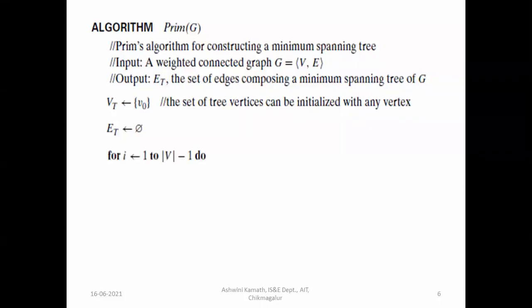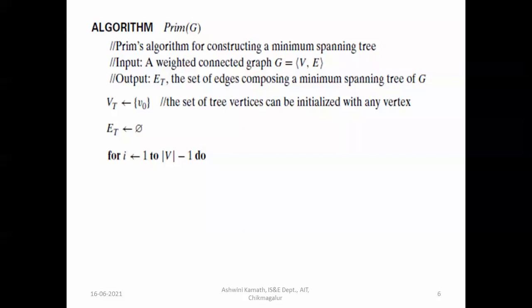Then for I is equal to 1 to number of vertices minus 1, because we need not compare the last vertex with itself. We have to compare the n minus 1th vertex with the nth vertex. It is enough. We need not compare the nth vertex with the nth one. It is not required. So it is up to number of vertices minus 1. If the number of vertices is equal to n, then it will be up to n minus 1.